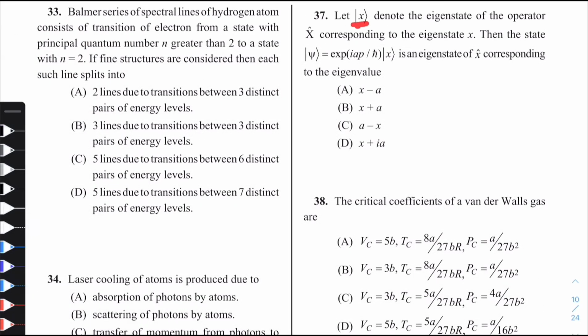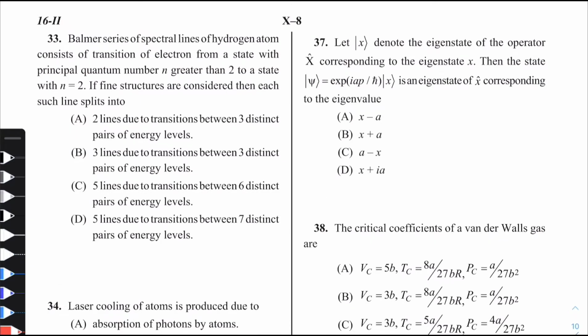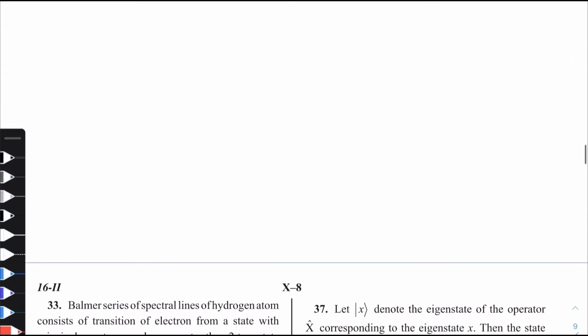Problem 37. Let |x> denote the eigenstate of an operator X corresponding to the eigenvalue x. Then the state psi, which is equal to exponential of i a P divided by h bar, that acts on the ket |x>, is an eigenstate of X corresponding to the eigenvalue. So one of the ways to solve this is to express this exponential in series. So we have psi is equal to e to the power i a P divided by h bar times |x>. So let us consider this.